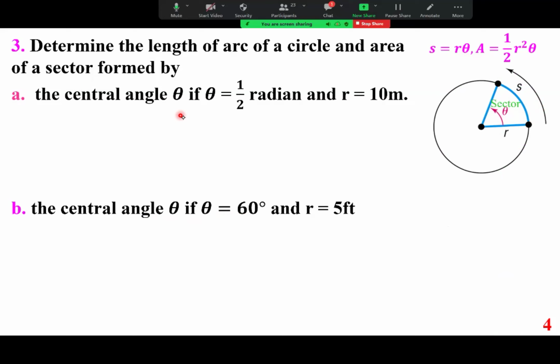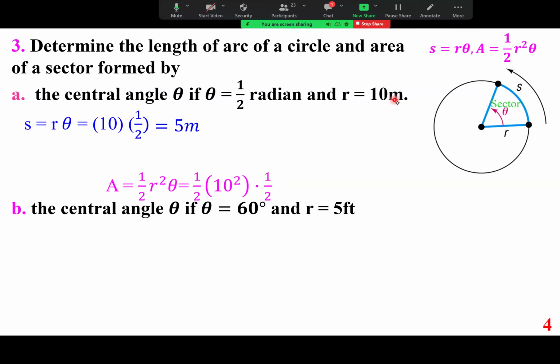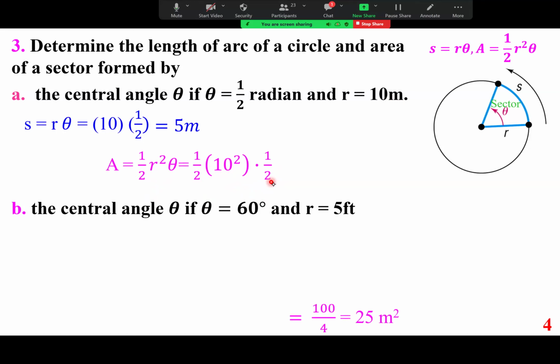S equals r theta, A equals 1/2 of r squared theta. S equals r theta and theta must be in radians. It is in radians. 10 times 1/2 gives us 5, and the units of the radius, 5 meters. The area of a sector, 1/2 of r squared theta. So 1/2 of 10 squared times 1/2. This is 100 divided by 4, which gives us 25 square meters.